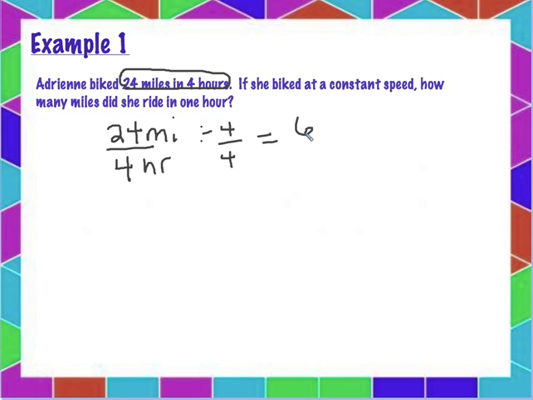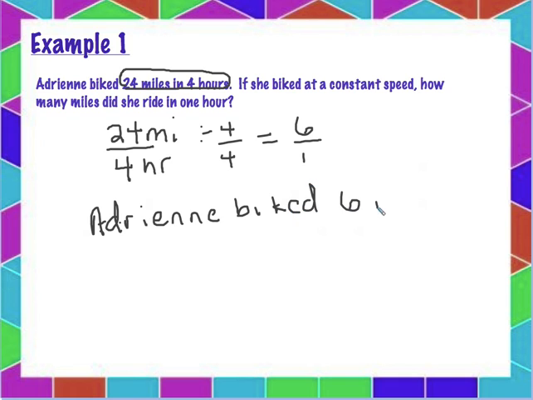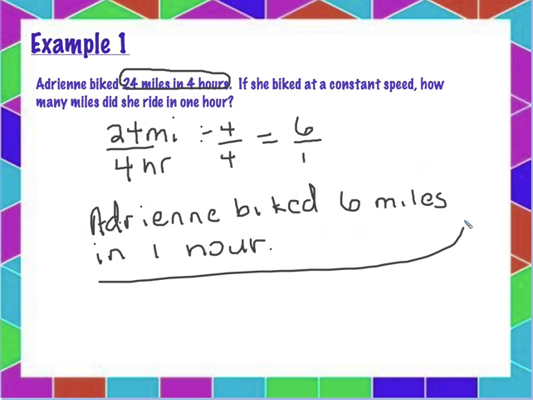24 divided by 4 is 6. 4 divided by 4 is 1. So this helps us answer the question, how many miles did she ride in 1 hour? You can say that Adrian biked 6 miles in 1 hour. And that's your final answer. Make sure you've copied all this information into your notes.